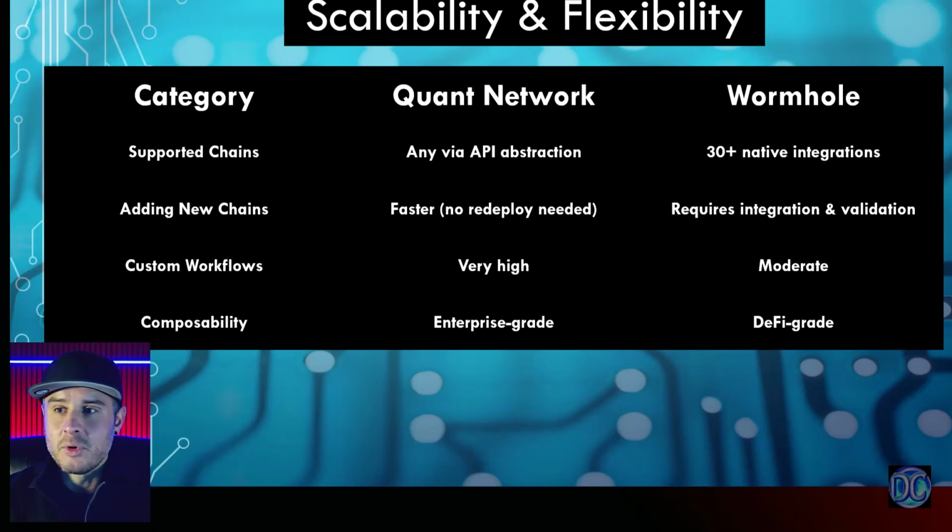So let's move on to the next one, which is going to be scalability and flexibility. And this is where you're going to see them really be different from each other, in my opinion. So check out your screen here. We have Quant supported chains, any via API abstraction, whereas Wormhole has 30 plus native integrations. And then we have adding new chains. For Quant, it's faster, no redeploy needed, whereas Wormhole requires integration and validation. Custom workflows is very high for Quant, whereas Wormhole is very moderate. Composability, we have enterprise grade, and then Wormhole, we have DeFi grade.